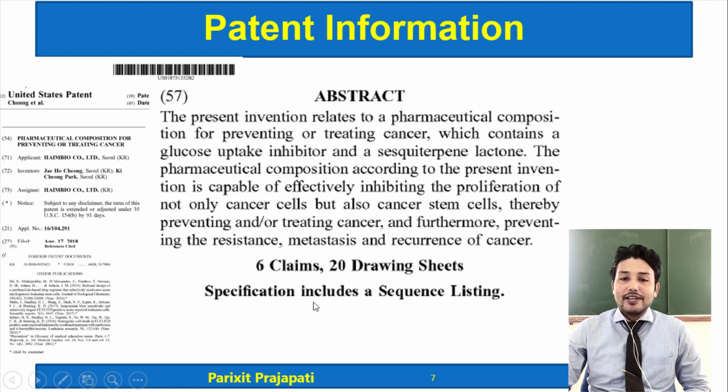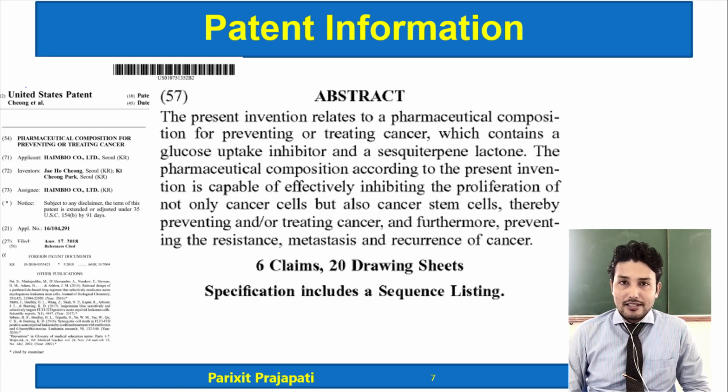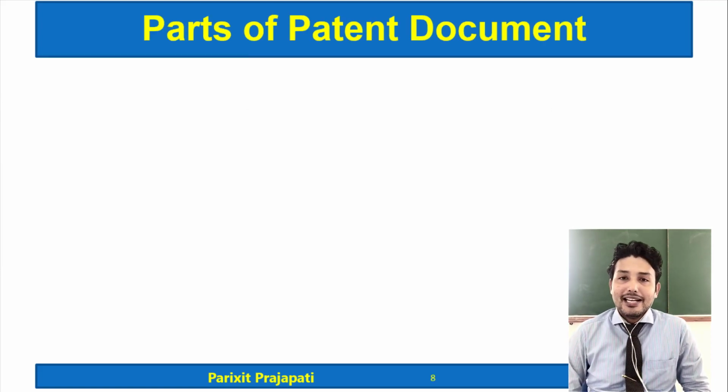Then what it says, specification includes a sequence listing. This is for inventions which contain amino acids, nucleotides or protein molecules where a sequence or a chain of nucleotides or amino acids is there. So, for them a sequence listing is there. If your invention contains a sequence listing, then it is mentioned on the first page of the patent document. So, this information is available on the first page. Now, what are the other parts of the patent document?